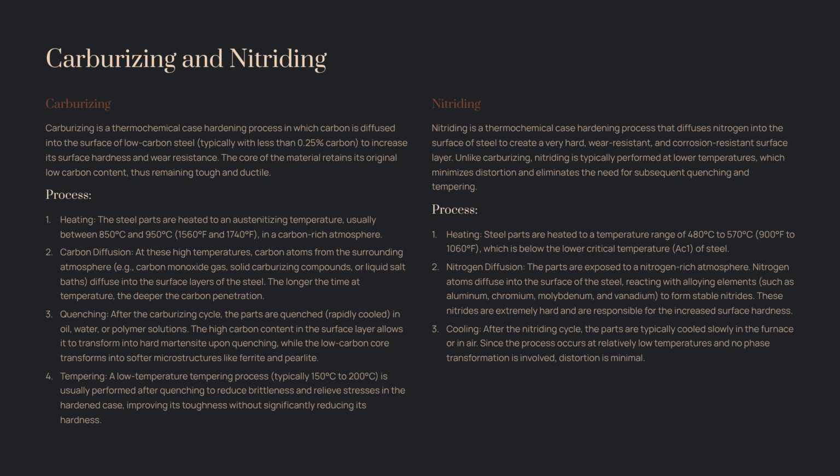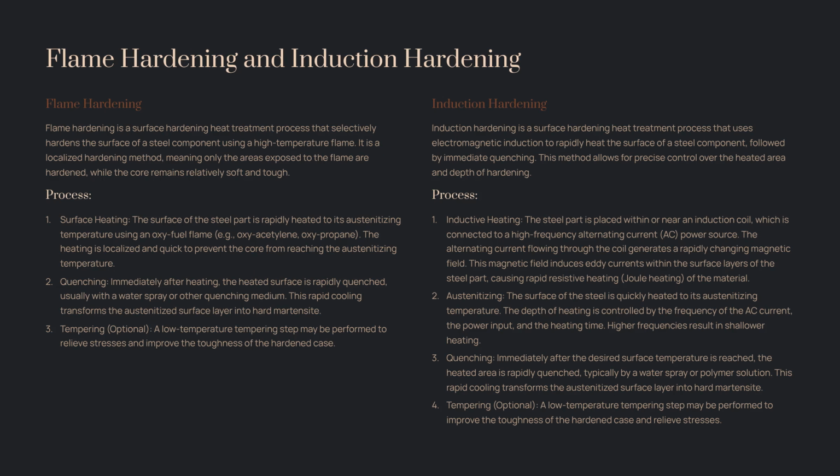Flame hardening. Flame hardening is a surface hardening heat treatment process that selectively hardens the surface of a steel component using a high temperature flame. It is a localized hardening method, meaning only the areas exposed to the flame are hardened, while the core remains relatively soft and tough. This process is typically applied to medium carbon steels, 0.35-0.7% carbon, and some alloy steels that are hardenable by conventional quenching.